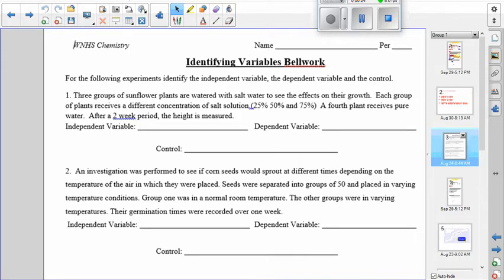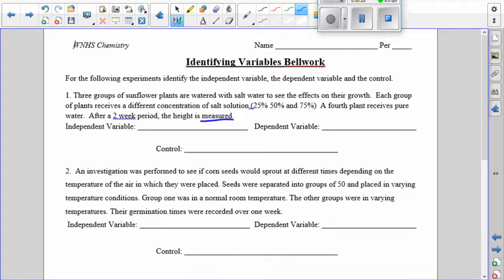Okay, so keywords I'm seeing there: I'm seeing the word measured. We want to see the effects. I'm looking at percentages here. The independent variable: what is the thing that we are testing? What is the thing we are testing that we picked on purpose? Yeah, Jonah? Yeah, the percent of salt. So I'd probably write percent of salt right there. I want to be a little bit more clear.